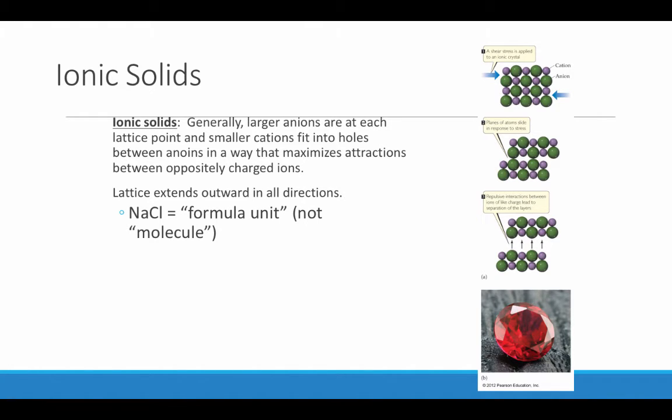Recall that ionic solids exist in a lattice that extends outward in all directions. This is why we use the term formula unit to describe the smallest whole number ratio of ions to one another, rather than molecule, since this unit repeats over and over again in the lattice.